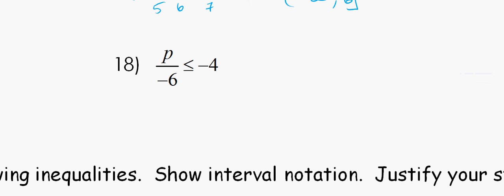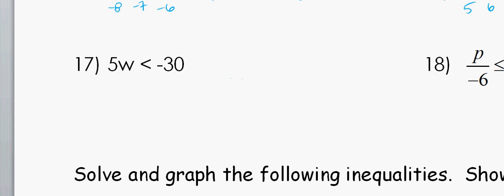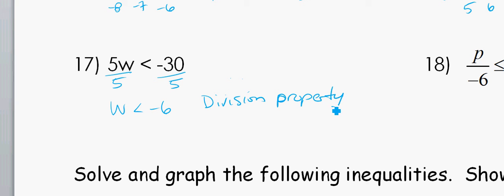Let's go on to our next example. We'll go to number 17. In number 17, in order to get w by itself, we need to divide by 5. Dividing by a positive value does not affect this inequality symbol. So we just get w is less than negative 6. This was the division property of inequality.